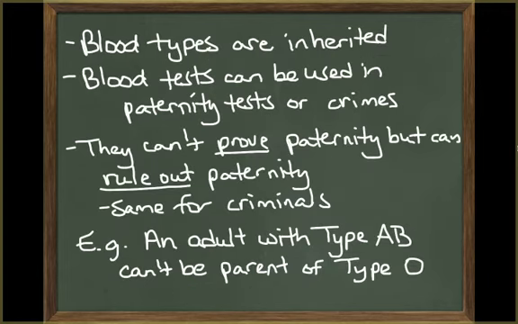Blood types are inherited, so blood tests are used as paternity tests and in crime detection. Blood tests cannot prove paternity, but they can rule out paternity of an individual. For example, it is impossible for an adult with type AB blood to be the parent of an infant with type O blood. Mostly, DNA testing has replaced blood typing since DNA testing is 100% accurate.